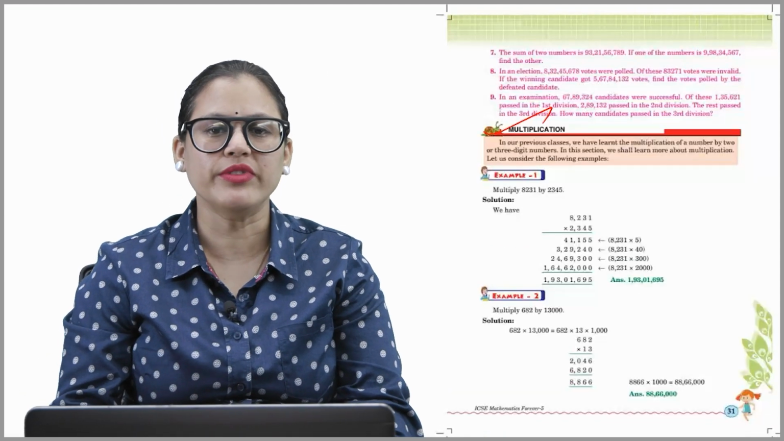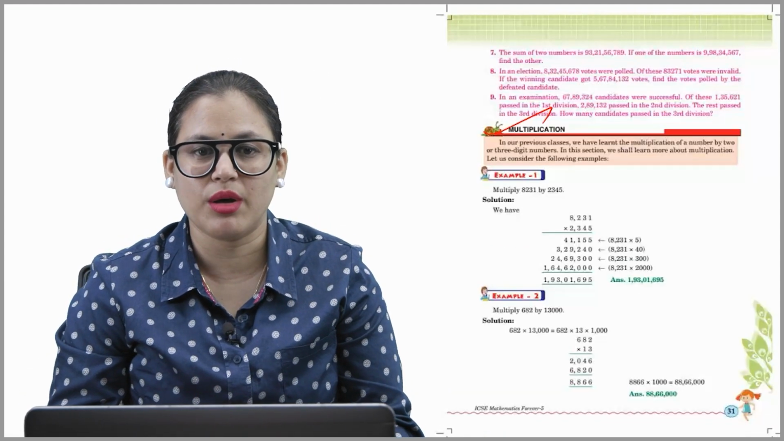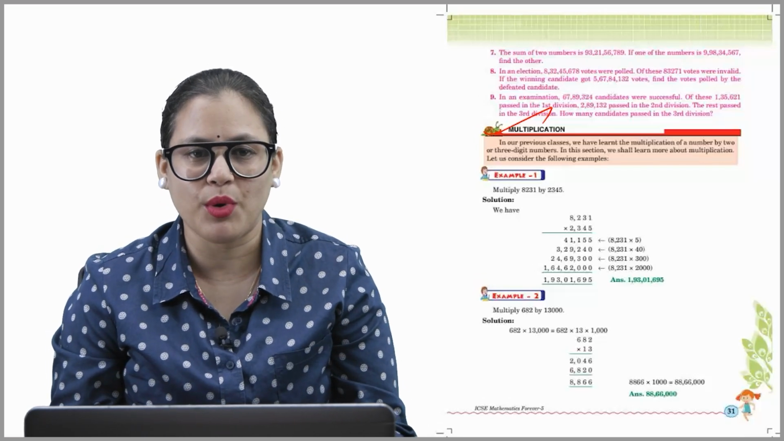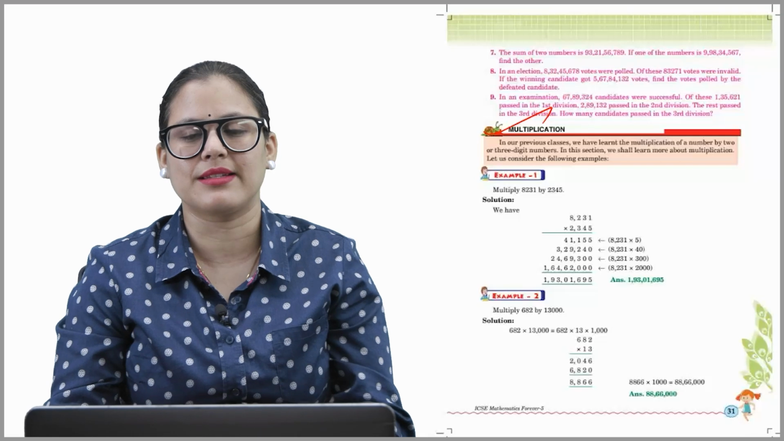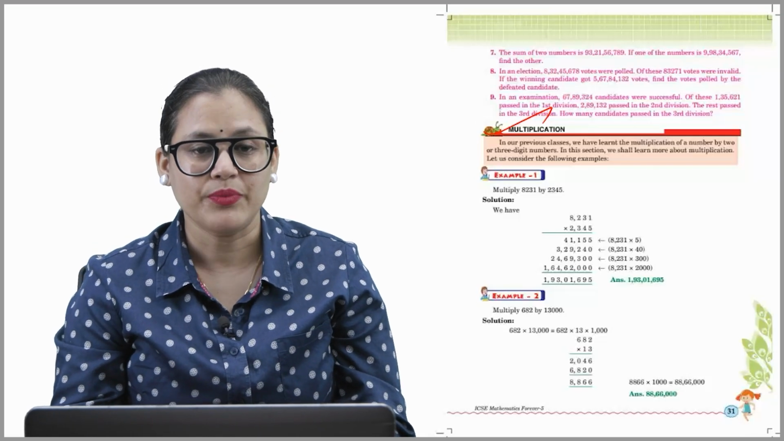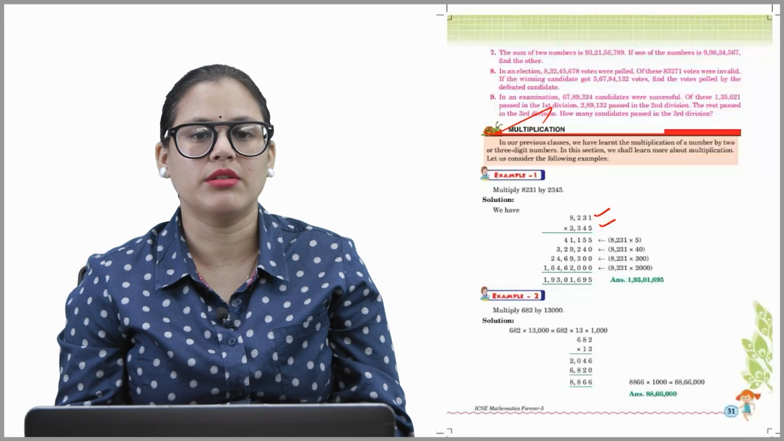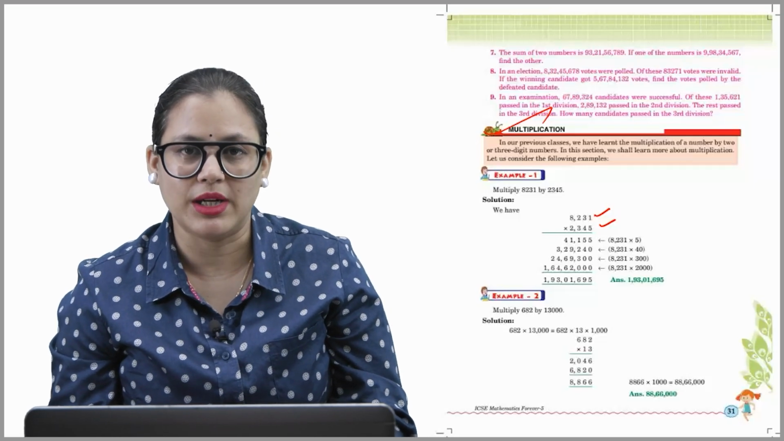Multiplication. In our previous classes, we have learned the multiplication of a number by 2 or 3 digit numbers. In this section, we shall learn more about multiplication. Let us consider the following examples. See, this is a 4 digit number and this is also a 4 digit number. So, one by one you will multiply.